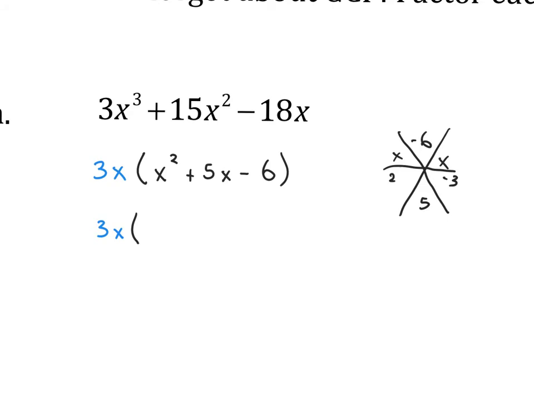My first instinct might be 2 and 3, because 2 plus 3 is 5. But wait a tick. 2 minus 3 is a negative 1. 2 times a negative 3 is a negative 6. So that works for half of it, but not all of it. So it's actually going to be 6 and negative 1. Again, 6 times negative 1 is negative 6. 6 minus 1 is a 5. So there we go. Notice the wings don't reduce any further, so x plus 6 is one of my factors.